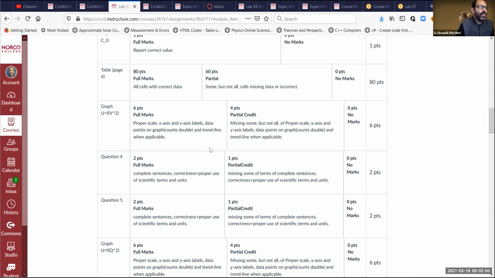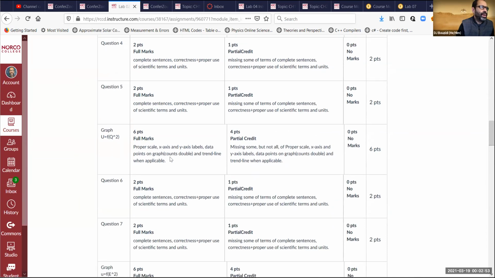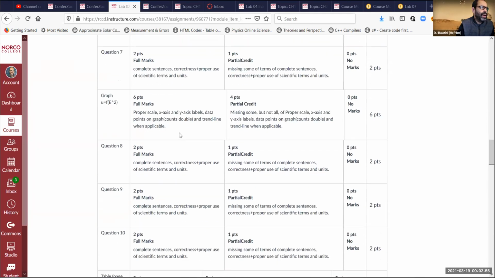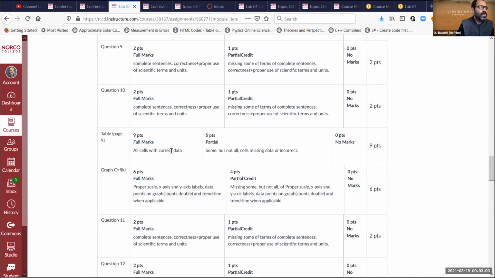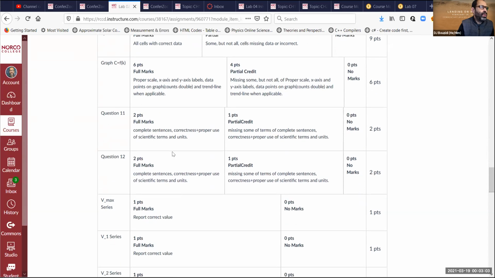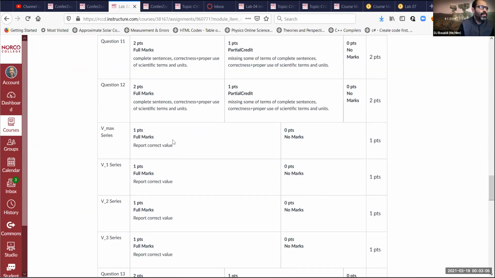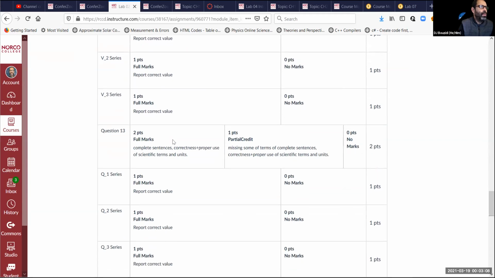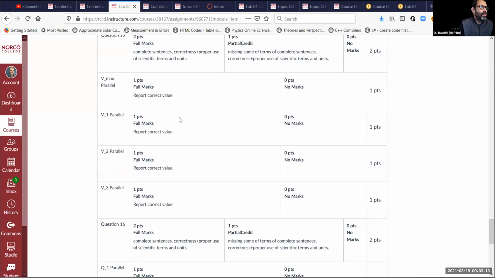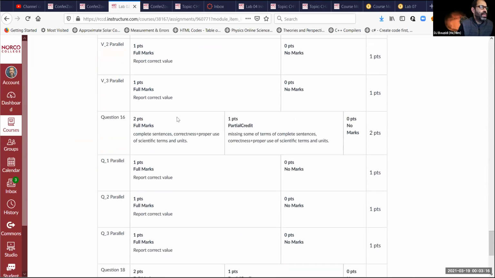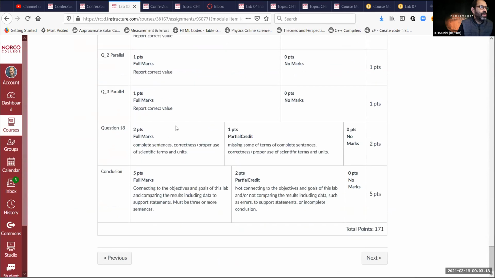If stuff is missing, you lose those points, and then you get more questions, another graph, more questions, another graph, and another table. Again, the table in here has 9 cells apparently. Then another graph, more questions, more measurements. Each measurement is worth 1 point, more questions, and again more measurements, more questions, more data measurements, and then the final question before the conclusion. The conclusion needs to tie into your objective. So let's look at this lab report.